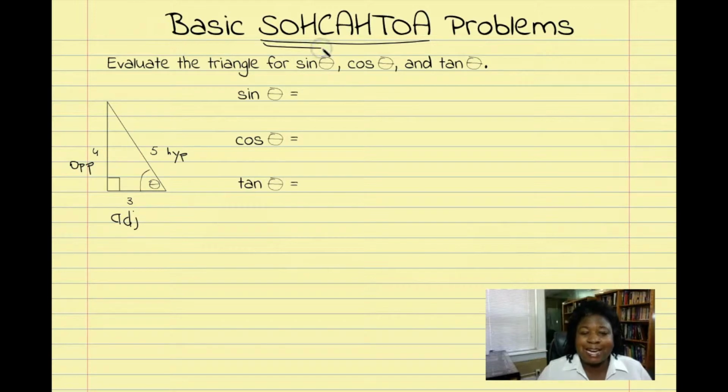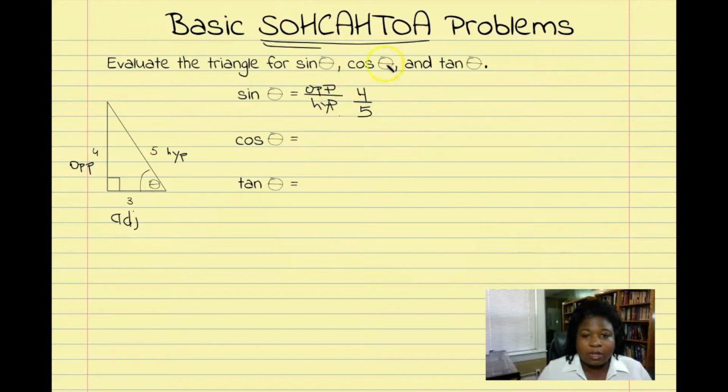So when you want to find sine theta, we look at SOHCAHTOA, and sine is opposite over hypotenuse. So if we write this as a reminder, then we can look. The opposite side is 4. So we have 4. And the hypotenuse is 5. So we have 5. The sine theta equals 4/5.